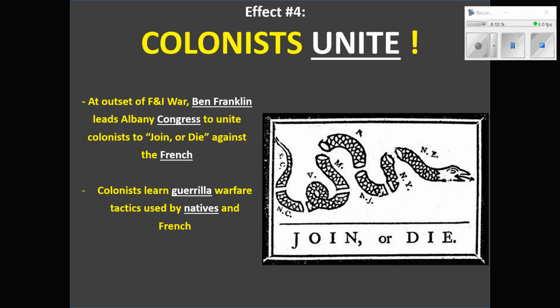So these colonists learned some really sneaky types of war that were used by the Native Americans and the French. And the colonists came together to learn to fight as one group. So instead of being South Carolina, Virginia, New Jersey, they were colonies together with one common goal.